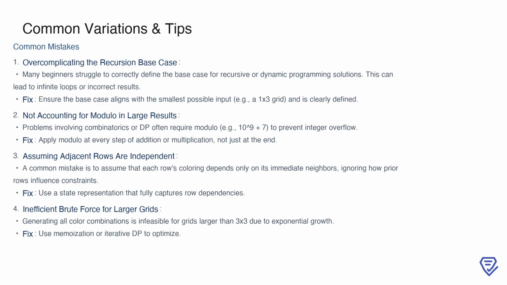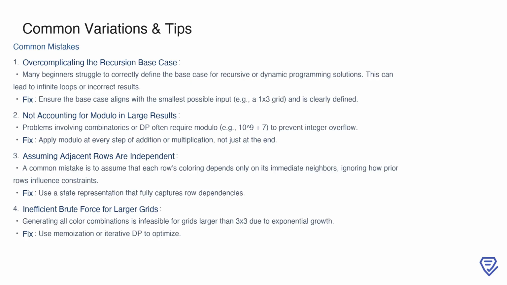Another mistake is attempting a brute force solution for large grids. Generating every possible grid configuration and then filtering out invalid ones is highly inefficient as the number of combinations grows exponentially with n. This approach quickly becomes computationally infeasible. Lastly, failing to pre-compute reusable states can significantly slow down your solution. For instance, valid row configurations can often be reused across rows, and neglecting this leads to redundant computations that waste time and resources.